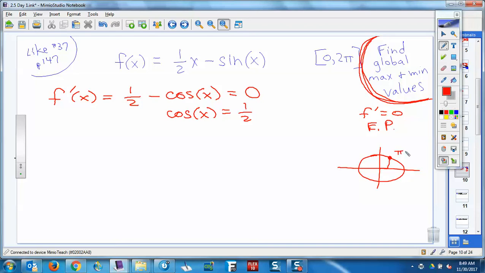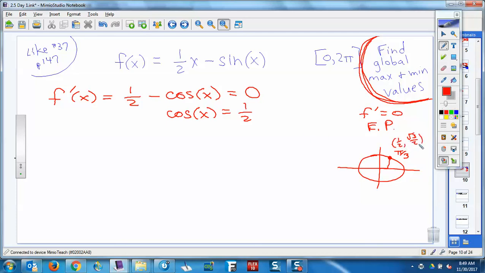Isn't it pi thirds, right? It's pi thirds. Sine is 1/2 at pi over 6. Cosine is 1/2 at pi thirds, right? This would be the point 1/2 and root 3 over 2.